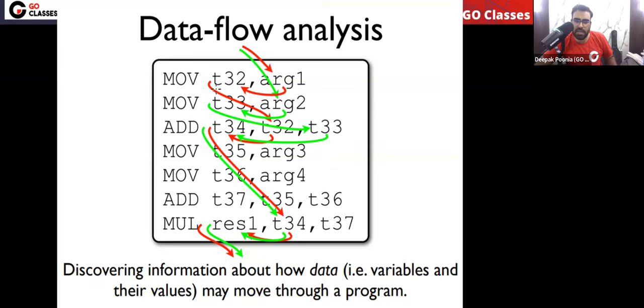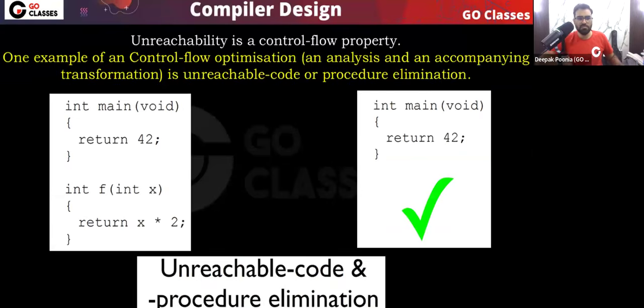For example, look at this data, this is a variable. You can see this variable we are using here. So this type of analysis is called data flow analysis. In any analysis, if you are thinking about things like this variable I'm using here, then that is definitely data flow analysis. I hope you understood.